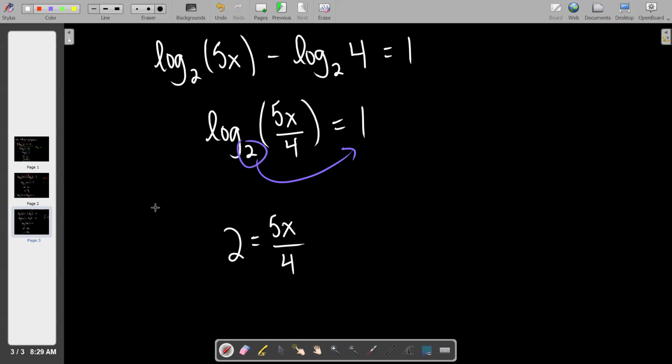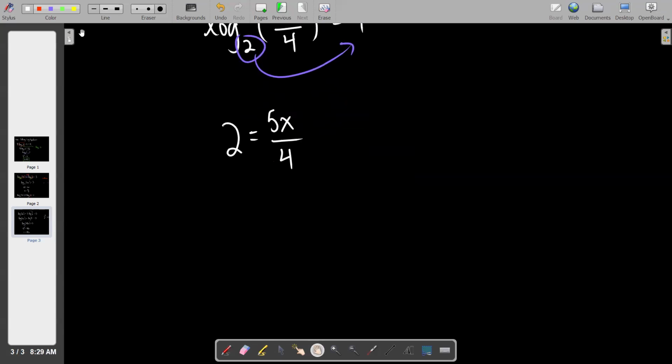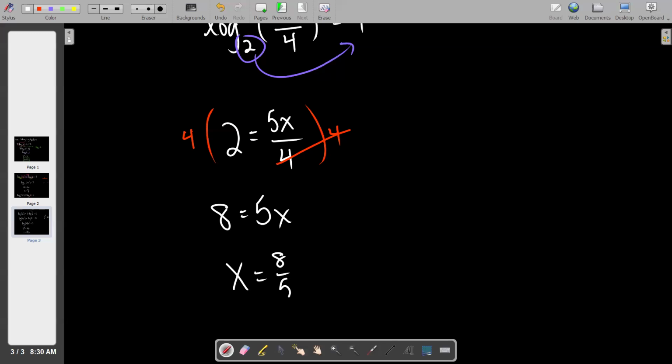We want to multiply both sides of this equation by 4. We always want to remove those denominators. So we wind up with 8 equals 5x. Whew, last step. x equals 8/5.